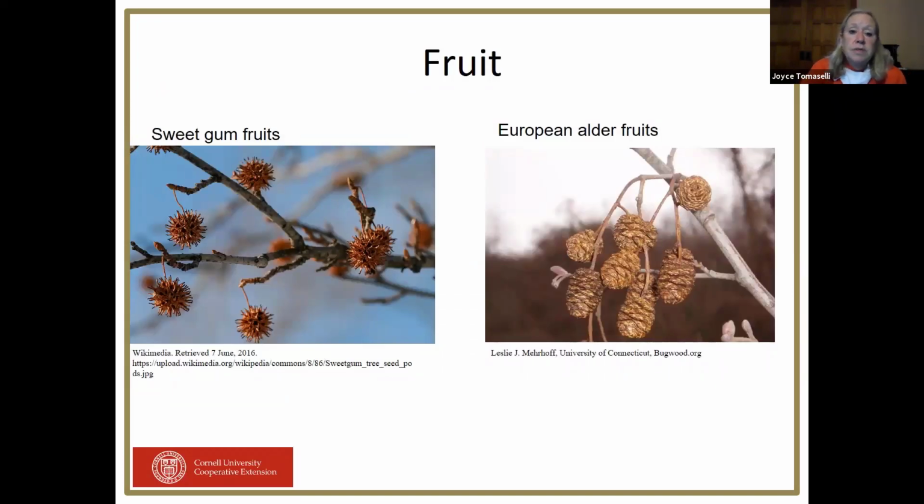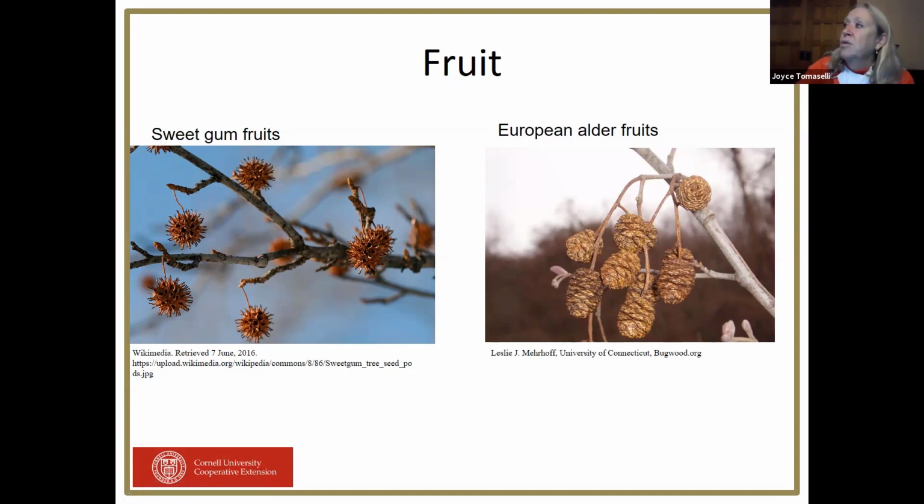Fruit, especially on trees and shrubs, helps us also identify. This is the fruit of a sweet gum tree. It persists during winter. It's pretty big. If you step on it, you shriek because it's really sharp, and it sort of looks like a World War II ocean underwater mine. European alder. There are male fruits and female fruits. And this is something that when you look at it in winter or in late summer, the fruits are going to help you understand that.